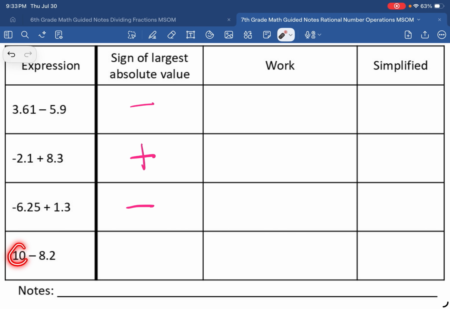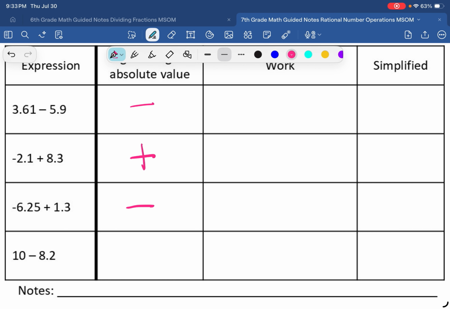10 and 8.2. 10 is bigger and 10 is positive in the question, so my answer will be positive. Now I need to find the difference between the two numbers. So I'm just going to take largest minus smallest as positive numbers.